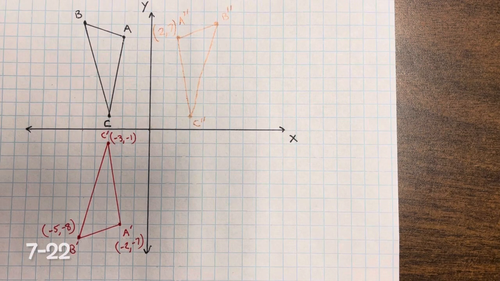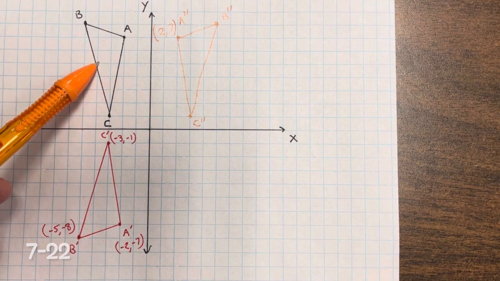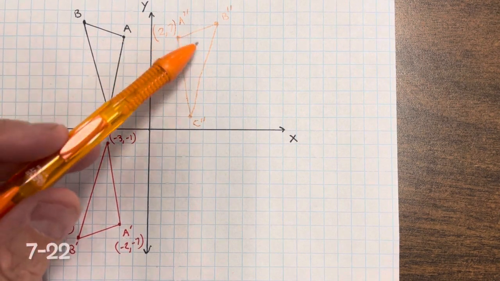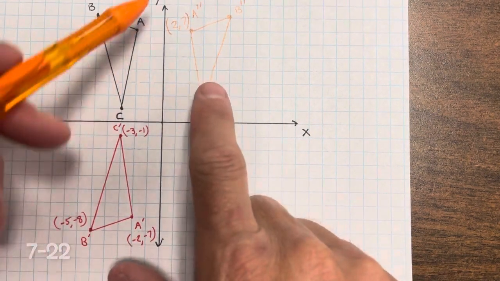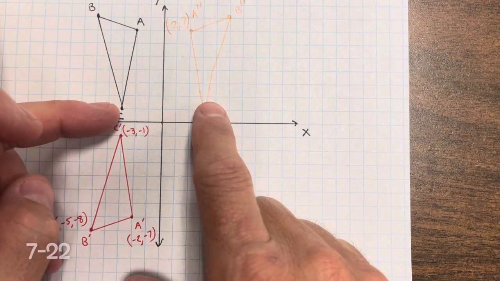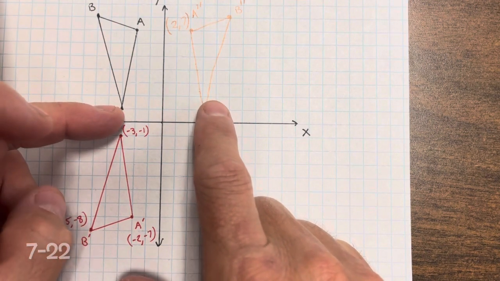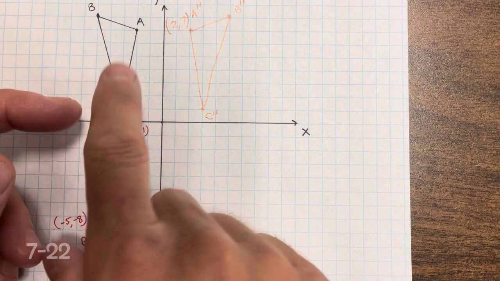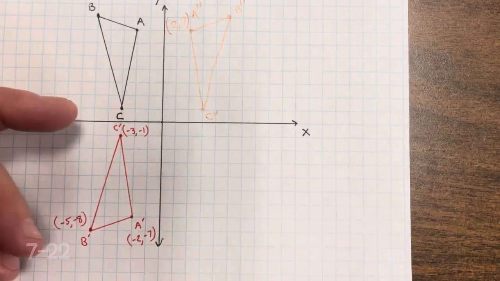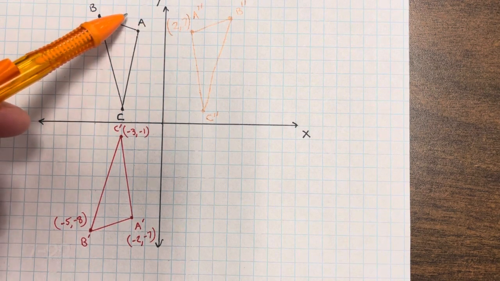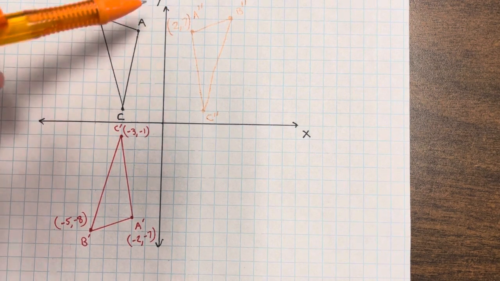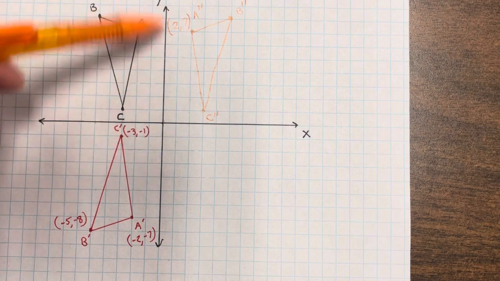Part C, I need to describe a single transformation that would map triangle ABC onto A''B''C''. So if you look at these two, it's a reflection of each other. To map it means to lay it on top of the other. It's just a reflection. So we're going to flip or reflect over the y-axis.